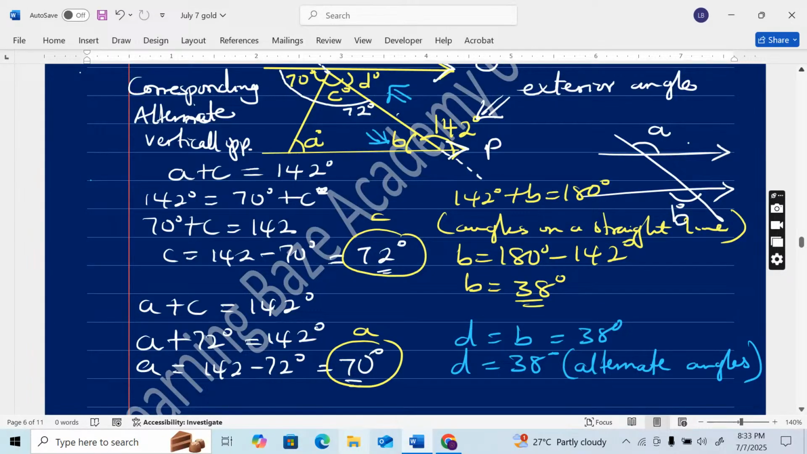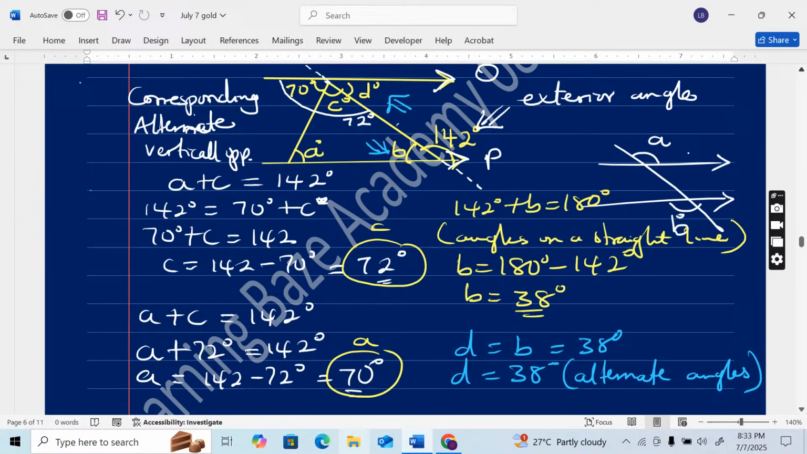Please take down what is on my screen now. Once you're done writing what I have on the screen, please type down in the chat. We've been able to find the value of A. We have found the value of B. We found the value of C, and we have found the value of angle D.